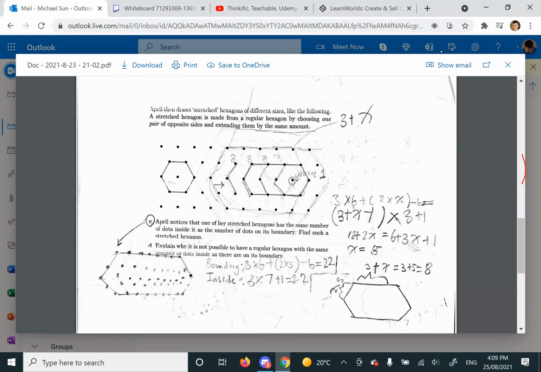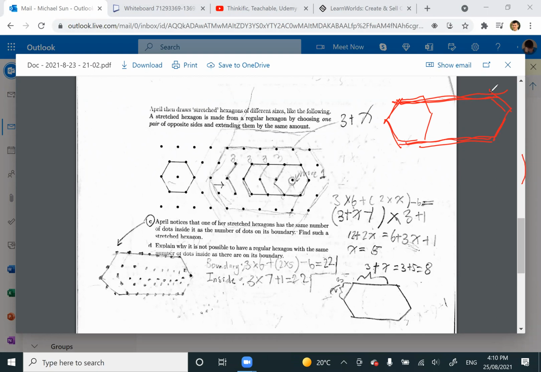April then draws stretched hexagons of different sizes, like the following. A stretched hexagon is made from a regular hexagon by choosing one of the pairs of opposite sides and extending them. Oh, so you have a hexagon, right? And you make one of the sides really long. Like that. We stretch the hexagon and it turns like that.